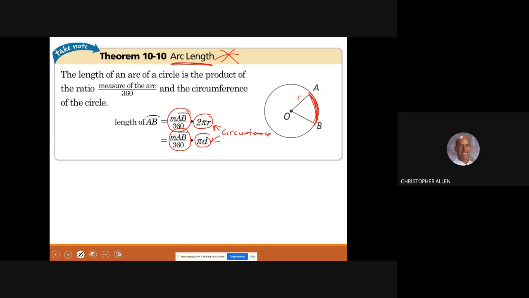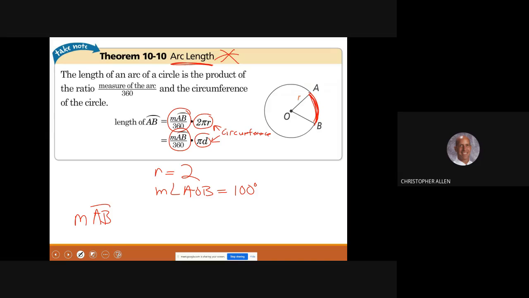Let's say that in this example the radius was, just to keep it super simple, 2. And then let's say that the measure of angle AOB was, I don't know, let's keep it super simple, let's just say it's 100. I have no idea. I'm making up numbers, okay? And I want to know what's the measure of the arc AB.